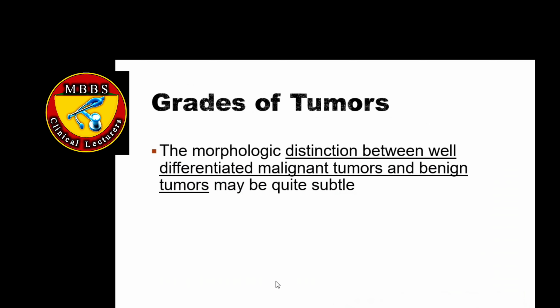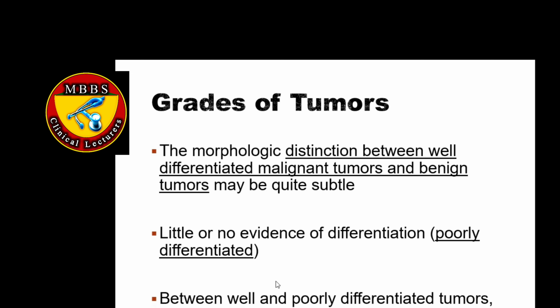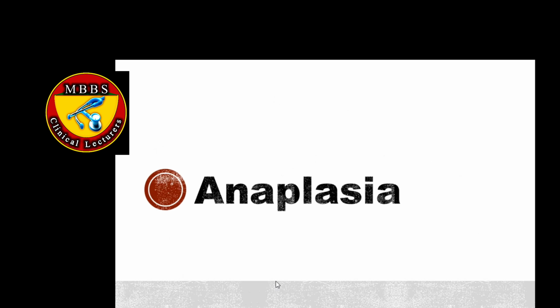Grades of a tumor. The morphologic distinction between well-differentiated tumors and benign tumors may be very subtle. As you all know, well-differentiated tumors are exactly like benign tumors. Now, little or no evidence of differentiation: if you cannot differentiate the tumor based on its morphology, then it is known as poorly differentiated. And between well and poorly differentiated tumors lie moderately differentiated tumors. So there are 3 grades of tumors.